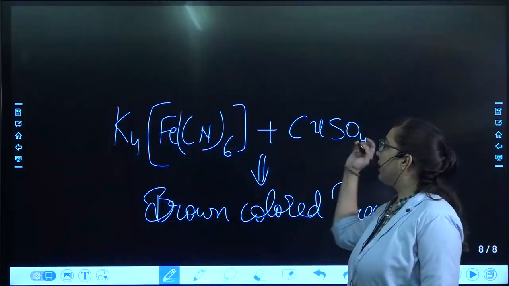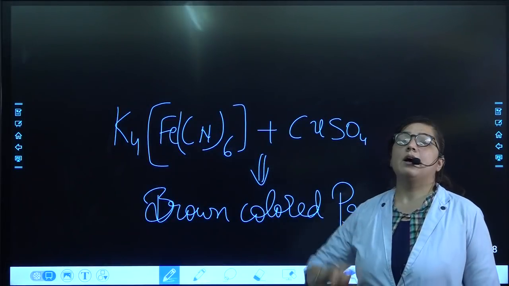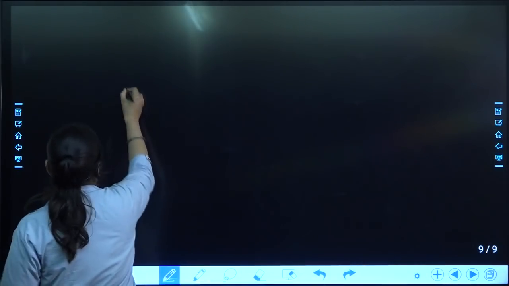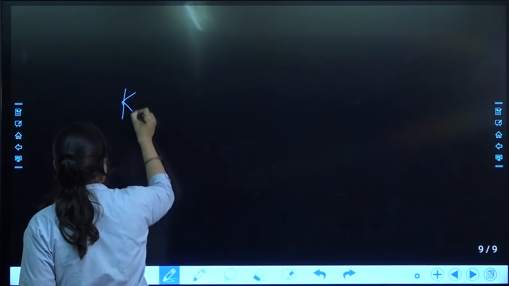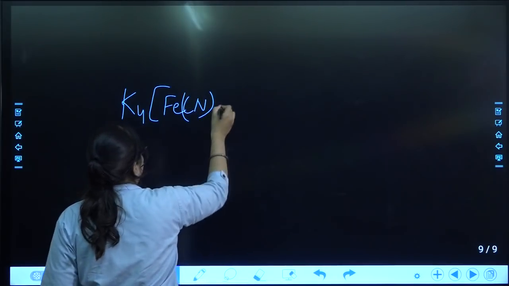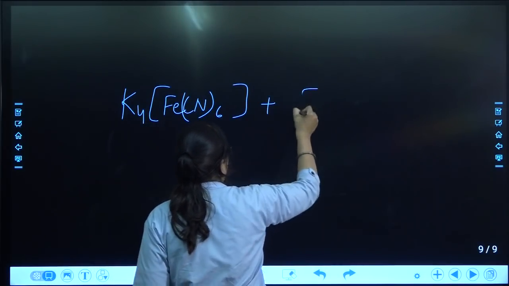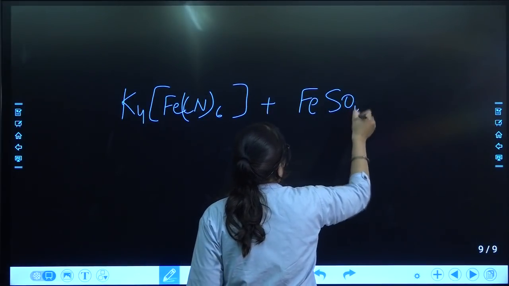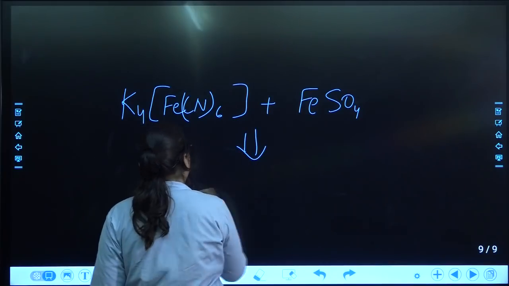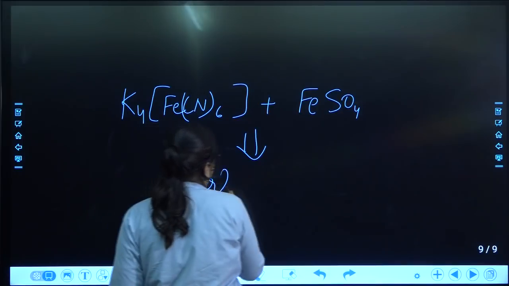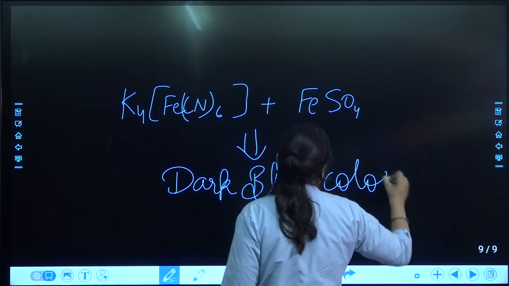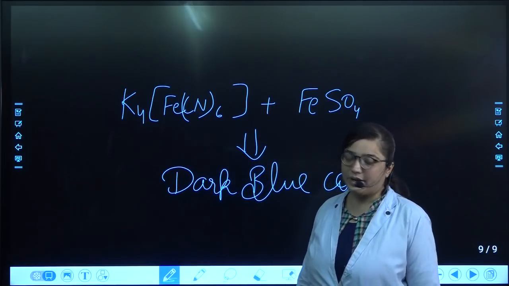After observing K4FeCN6 and CuSO4, next we'll see K4FeCN6, that is potassium ferrocyanide, plus FeSO4. What can you observe now? You will be observing the precipitates of dark blue color. Just wait and watch.